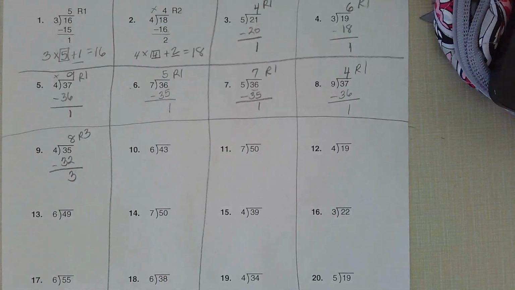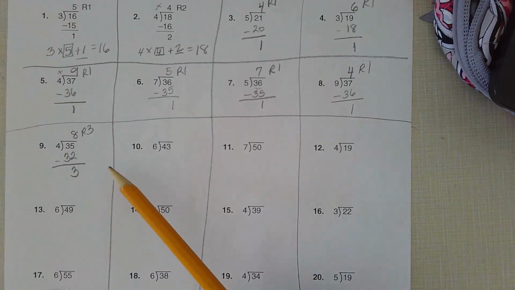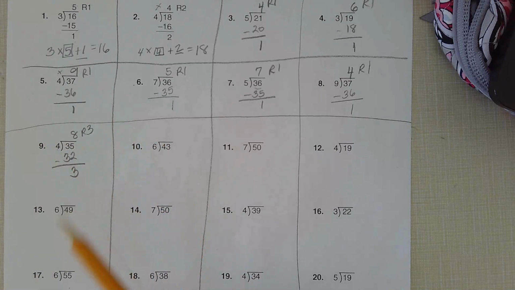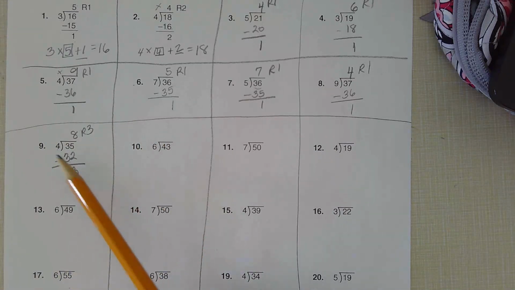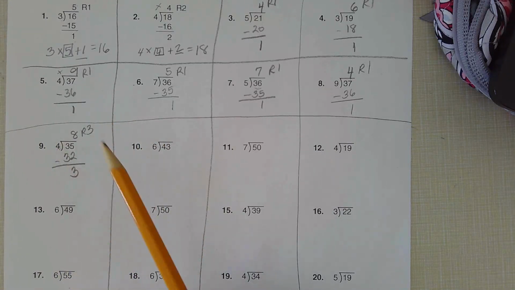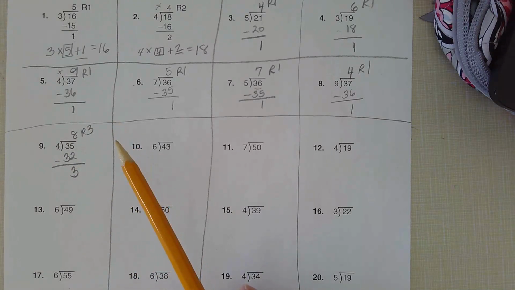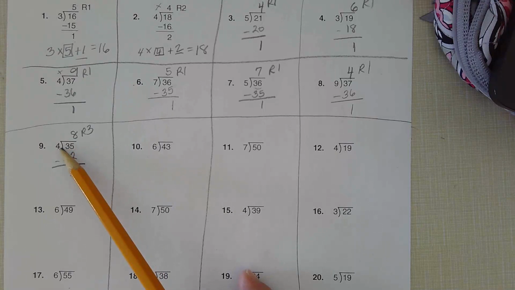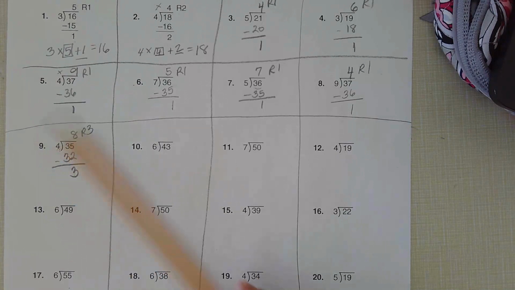Now, I want to take a minute to point out the importance of the remainder here. If your remainder is more than your divisor, you've made an error. So because 3 is not more than 4, the likelihood of us having made an error is very low. We did not make an error, okay? But your remainder cannot be more than your divisor.